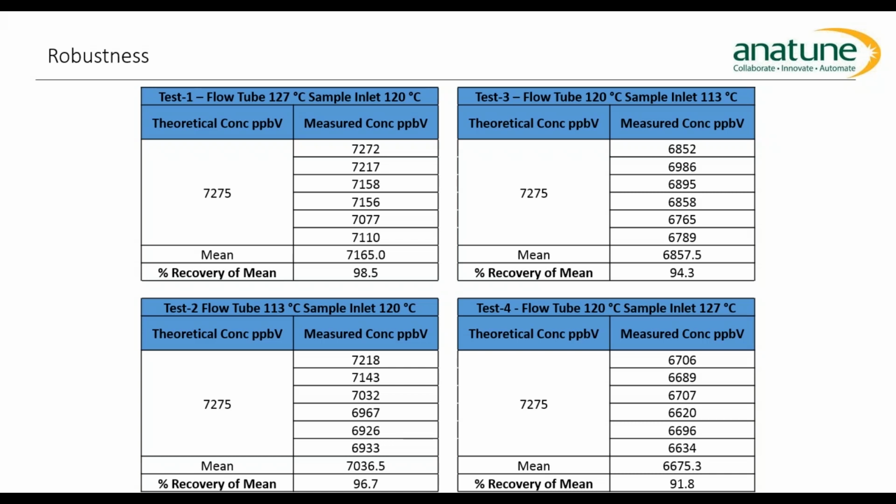So the precision exercise was repeated again at a concentration of 7.27 ppmv, with the flow tube and the inlet varied between plus or minus 7 degrees from its set point, and then looking at the recovery of those analytes in the system. And as you can see from the data presented, all recoveries were greater than 90%. So again, for the things that can change in the system day to day that you have no control over, there is no material effect on the analysis and the results being generated by the system. So again, a robust method.